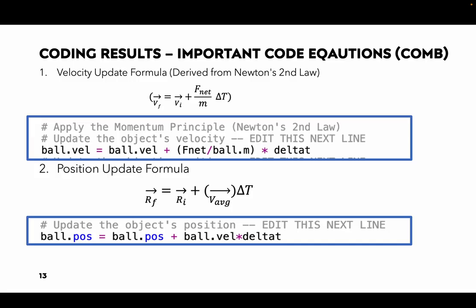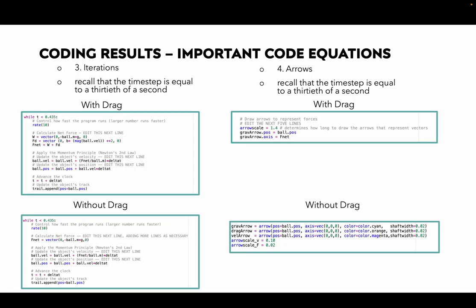Some important equations to remember are our velocity update formula derived from Newton's second law, and also our position update formula, which we are using in all of our iteration steps throughout the experiment. You'll notice that in our important code equations, the with drag version has an FD definition, which is our drag equation, and our FNet takes that into account by adding in FD next to the work, which our without drag equation does not do. Also, for arrow scales, there is a drag arrow included in our with drag and not a drag arrow included in our without drag.